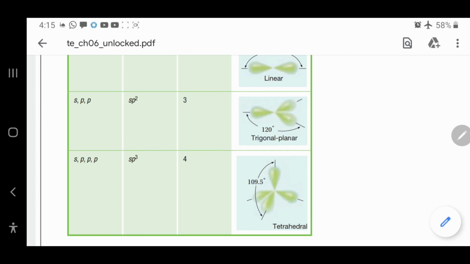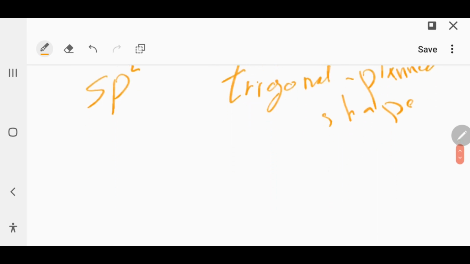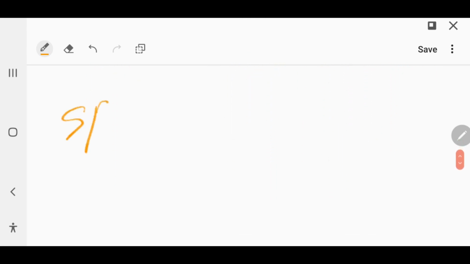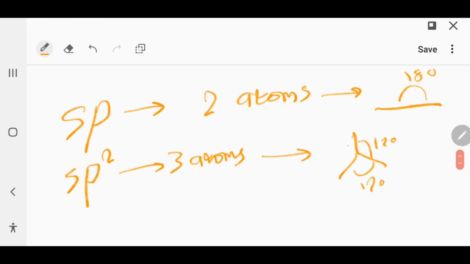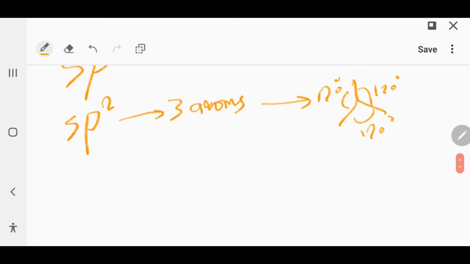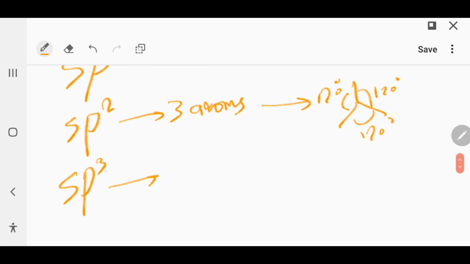I know it might be a little bit confusing for you, but imagine that if we have sp, take it as we have two atoms, so we will have a linear shape with an angle of 180 degrees. If we have sp2, that means 2 plus 1, which is 3, so we have 3 atoms. So we will have a trigonal planar shape with 120, 120 degrees. And if we have sp3, that means 3 p plus 1 s, so we have 4 atoms. So we will have a tetrahedral shape.